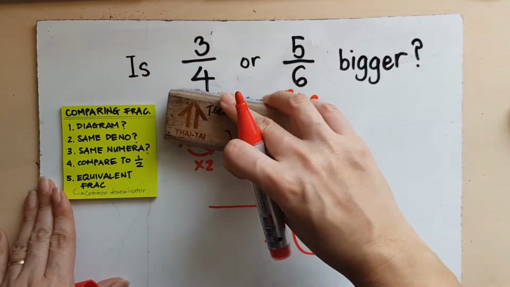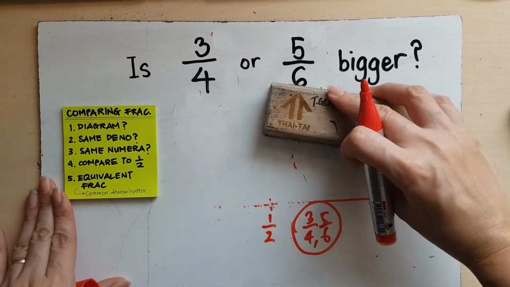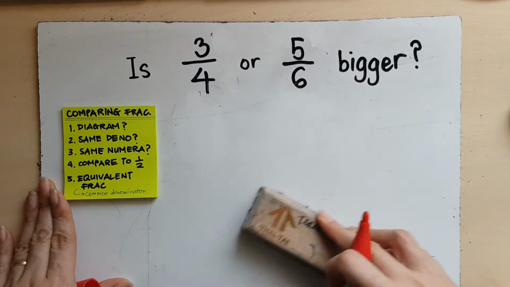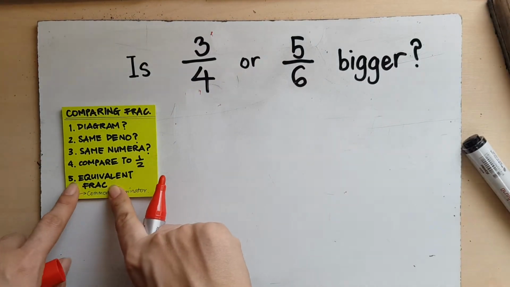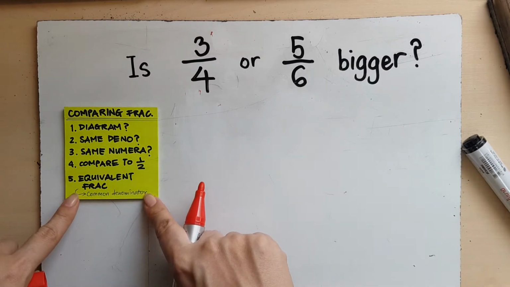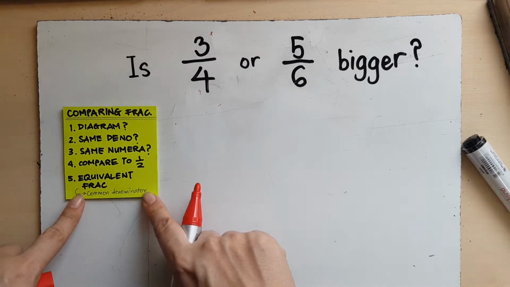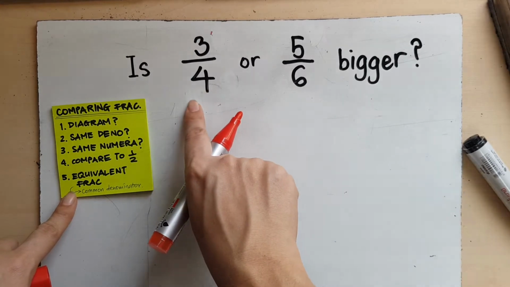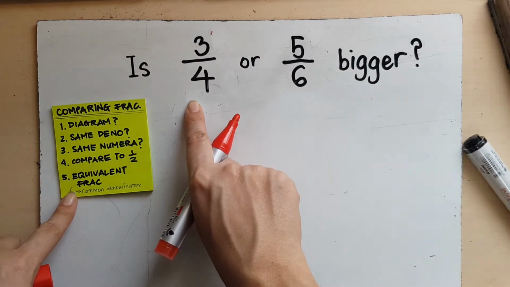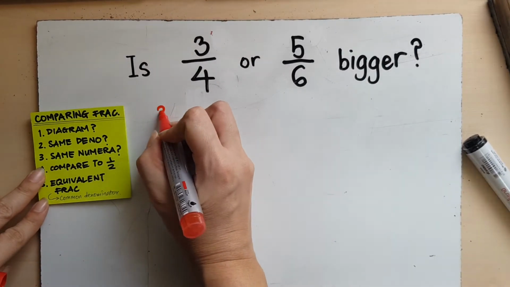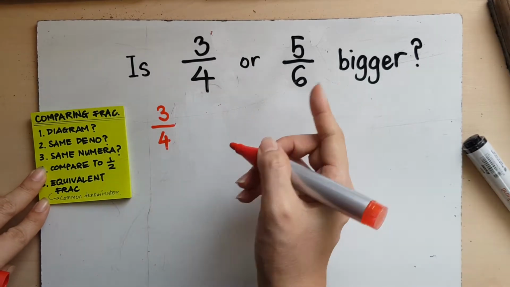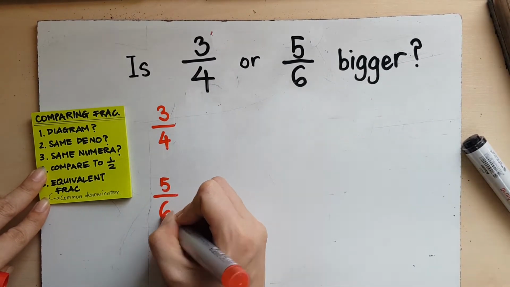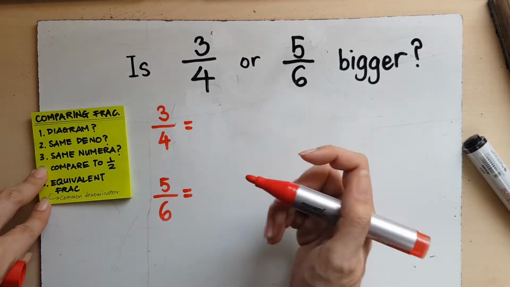Now if I cannot compare to half, I'm going to move on to the last method, which always works, which is equivalent fractions. Equivalent fractions means that I'm going to try to make these two fractions have the same denominator. So let's try. I'm going to start with 3/4. And I'm going to write 5/6 there too.